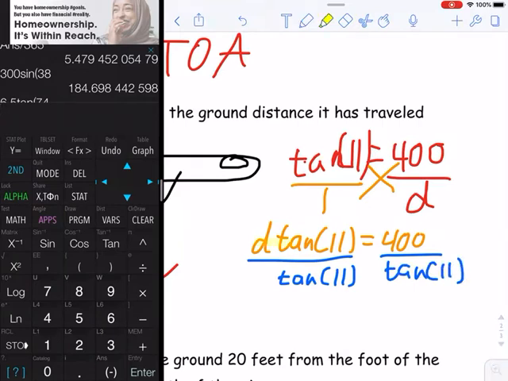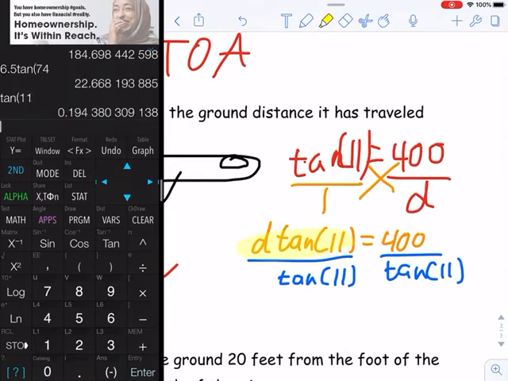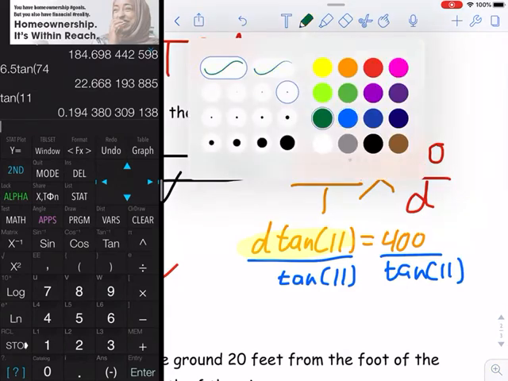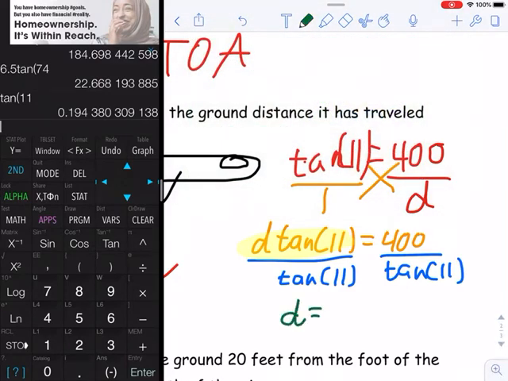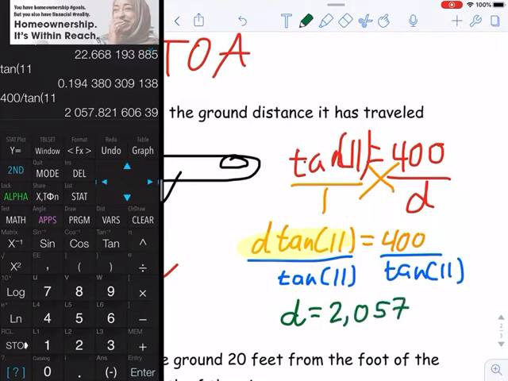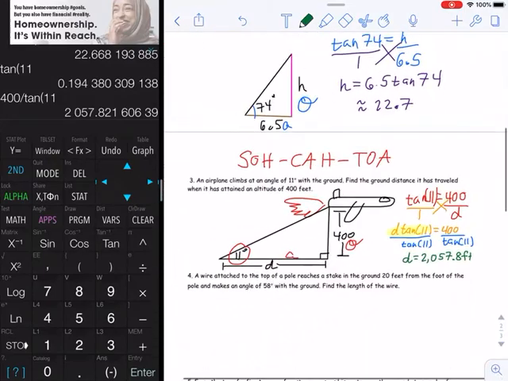So when we get D times tan 11, remember tan 11 is just some number. Tan 11 is about 0.1943803091138. So we're just going to divide it. It's a number. It's just presented to us a little goofy, something we're not really familiar with. So to solve this, I'm just going to do 400 divided by tan 11. And it's going to give me 2,057.8 feet.